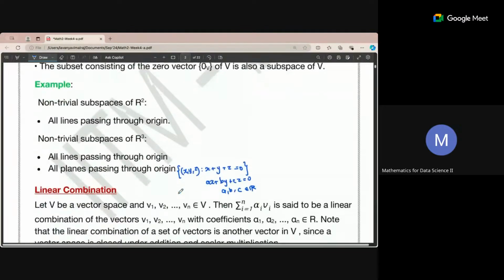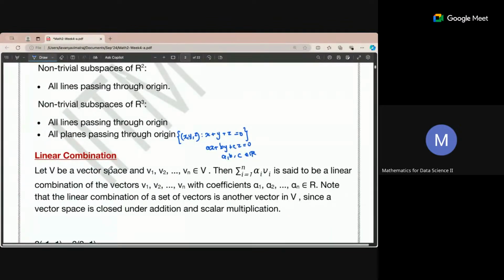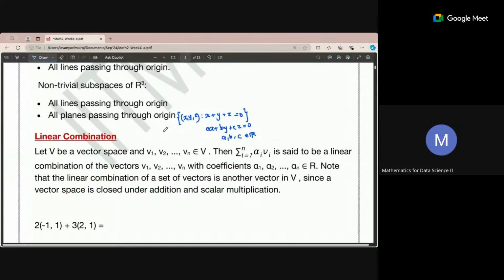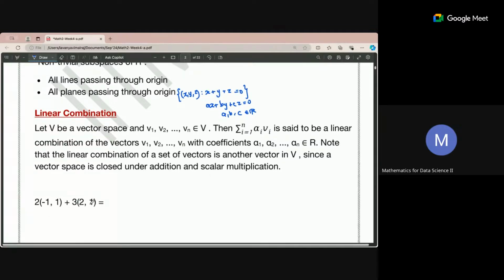And what are linear combinations? We have seen linear combinations briefly in week 1 itself. So what are linear combinations of vectors? If you have a set of n vectors, then the linear combination is the summation of alpha i vi. For example, if you have these two vectors, you can put 2 times this plus 3 times this. What is the resulting vector? Quickly.